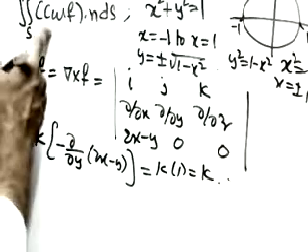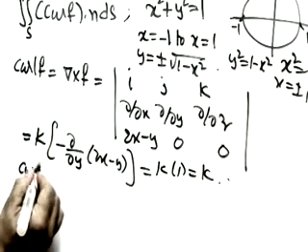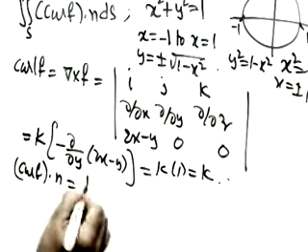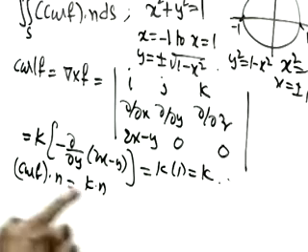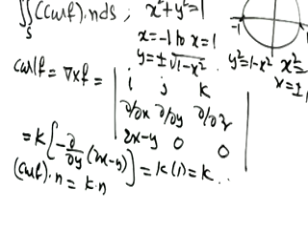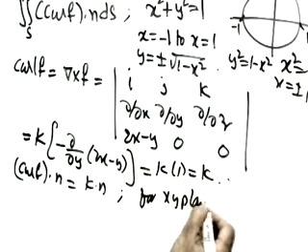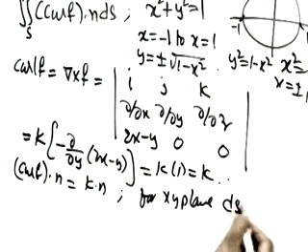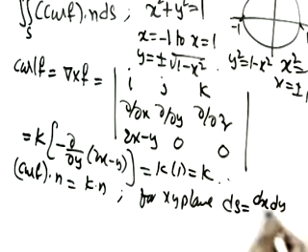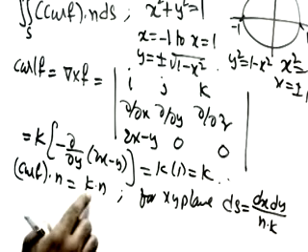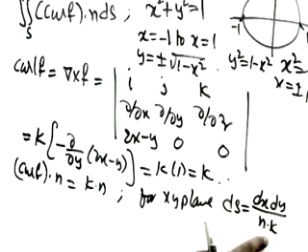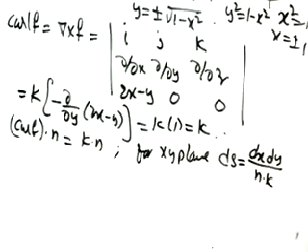Now curl f dot n. Curl f dot n will become k dot n. Actually, we have to find n, the unit vector normal to the plane. But in this question we don't need to find it, because I'll explain. What is ds here? For the xy plane, the value of ds will be dx dy by n dot k. So these two will get cancelled. Therefore, we don't need to find n, the unit normal to the plane.